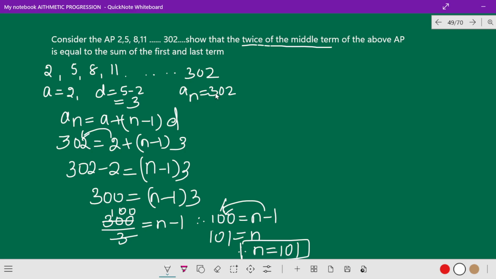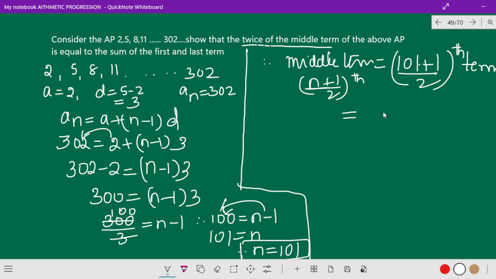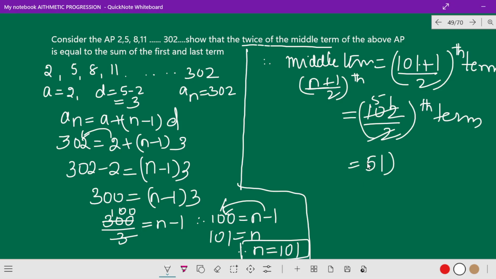Now he's telling 101 is an odd number. Therefore, the middle term is the (101 plus 1) by 2th term. To find the middle term, because this is odd, we will use the formula (n plus 1) by 2th term. So n is 101, 101 plus 1 by 2. The answer is 102 by 2, which is 51. So the 51st term is the middle term.